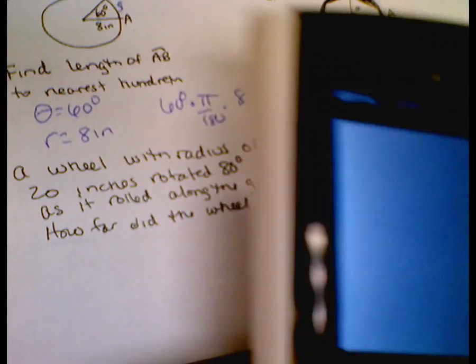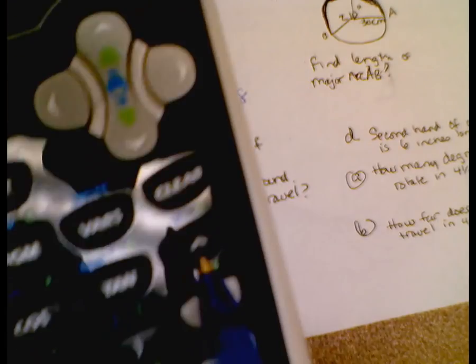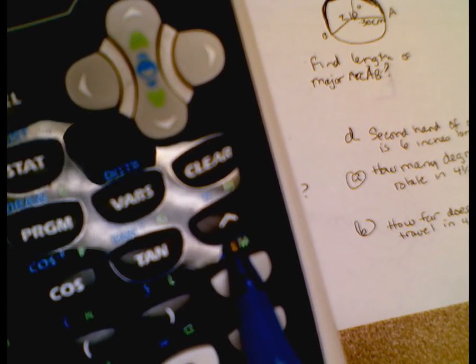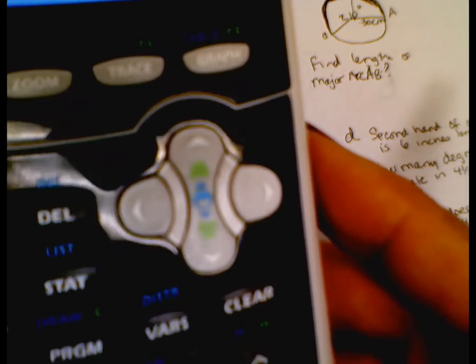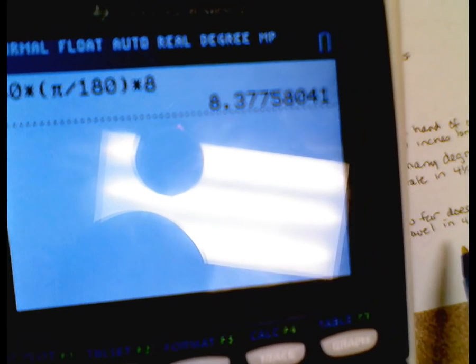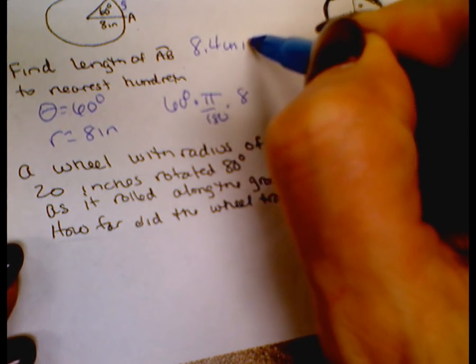Let's do that. We have 60 times, in parentheses, pi. Pi is right above that caret sign, right underneath clear. So press second caret, pi, divided by 180. Notice I put that in parentheses because it's a fraction. Times your radius, which is 8. And you get 8.377, so we'll go 8.4. The length of AB is about 8.4 units. I don't know if it's inches or what, but that's how you do it.